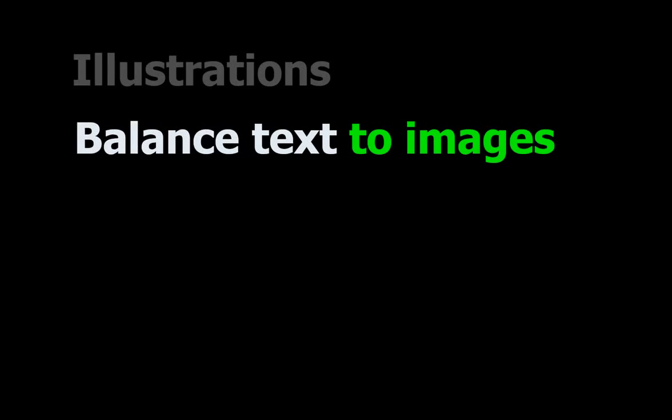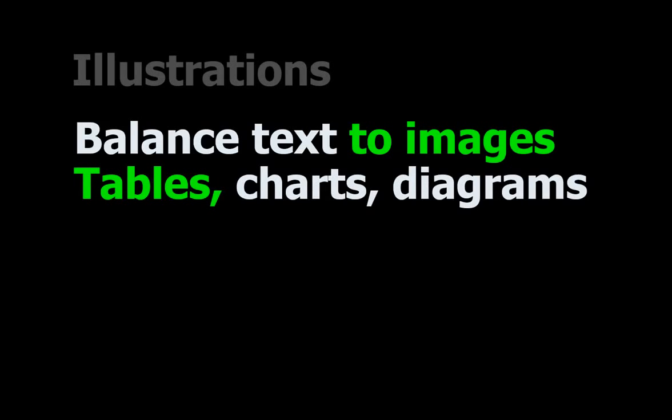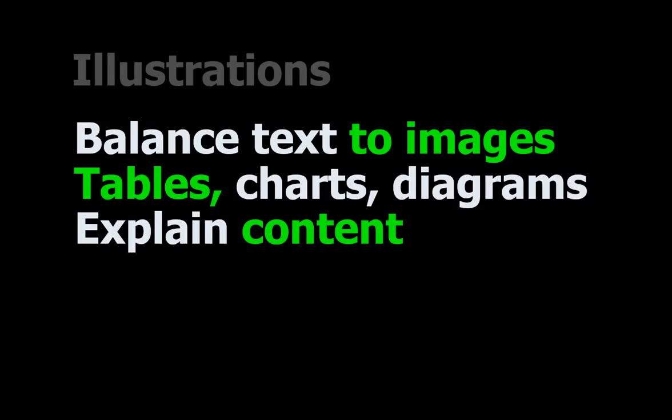Illustrations help balance the text to image ratio. If something is very, very dense with text, it gets hard on the reader to digest everything, and images are a nice counterbalance to that. Using a combination of tables, charts, and diagrams all helps. One thing you're trying to do with images is explain the relationships between things, especially conceptual stuff.